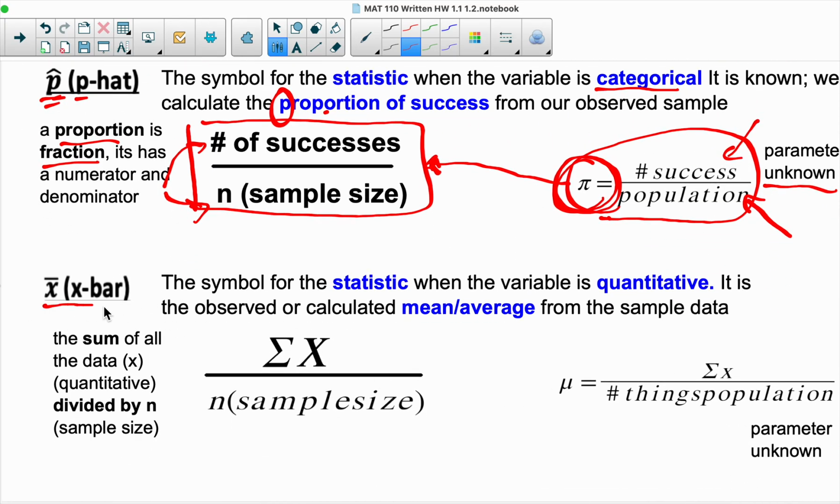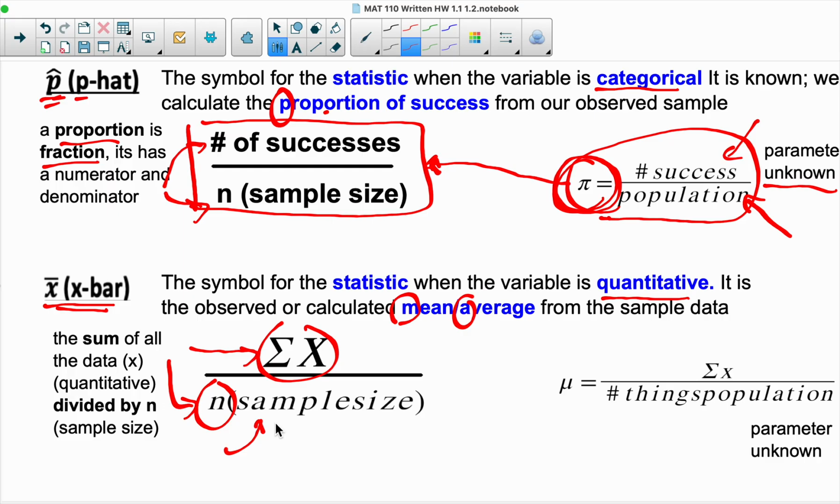When we're talking about X bar, we're talking about quantitative data. You're going to see the word mean or average. And the way we calculate X bar is whatever we're interested in, we sum them all up and we divide by how many things. So if you want to find your average test grade, you would add up all the test grades and divide by how many tests there are. And that is all we're doing here when we're coming up with the X bar.